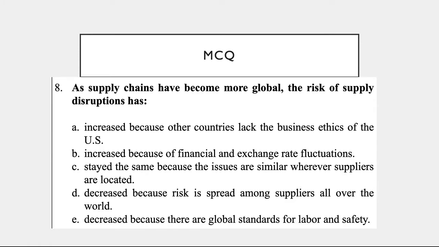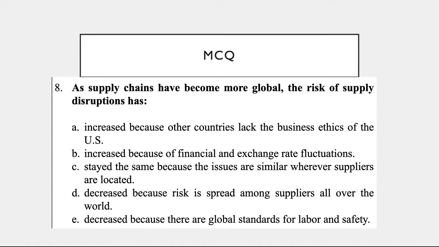Okay, question number 8. As supply chains have become more global, the risk of supply disruptions has: A, increased because other countries lack the business ethics of the US, B, increased because of financial and exchange rate fluctuations, C, stayed the same because the issues are similar wherever suppliers are located, D, decreased because risk is spread among suppliers all over the world, E, decreased because there are global standards for labor and safety.